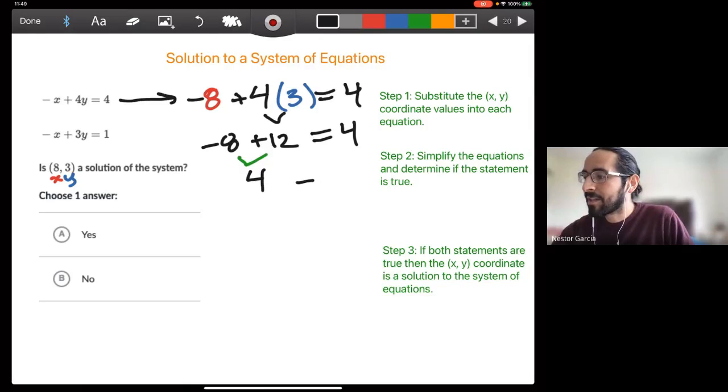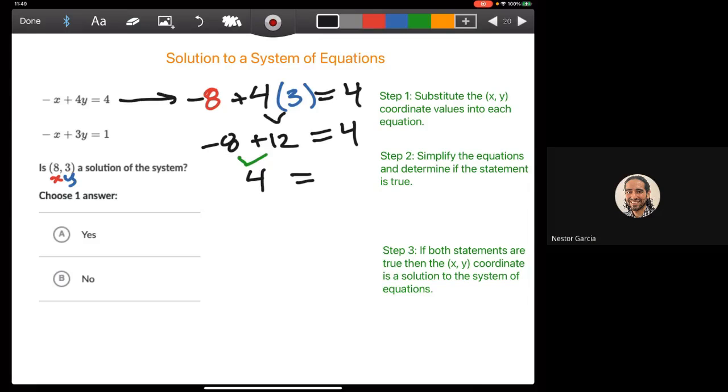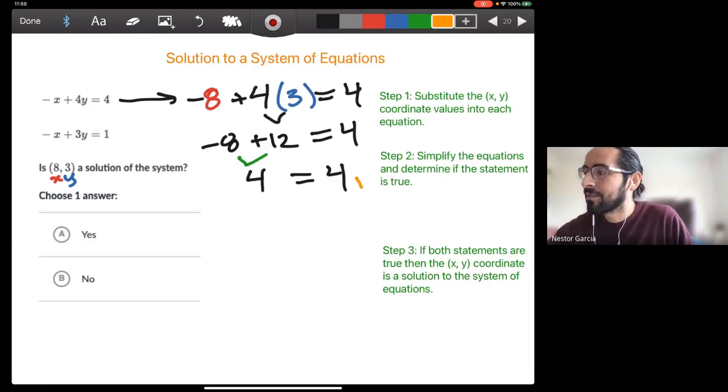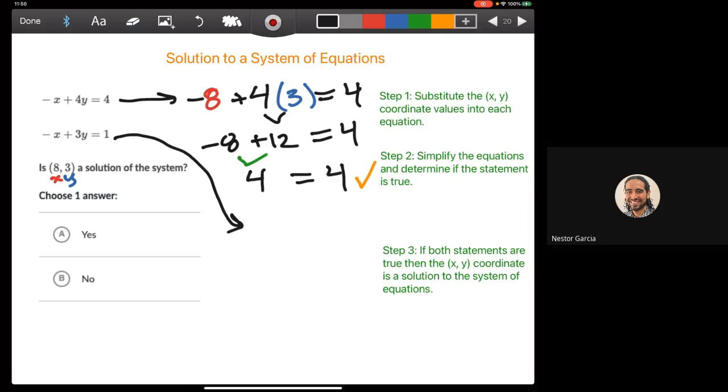Remember, if you need to double check your addition and subtraction, especially with integers, those positive and negative values, use your calculator. We bring down the 4 on the other side, and look at this. They check out, meaning 4 is equal to 4 is a true statement. So yes, this is true. Now let's repeat this process for the second equation. If the second equation also happens to be true, then we will be able to select the option of yes.